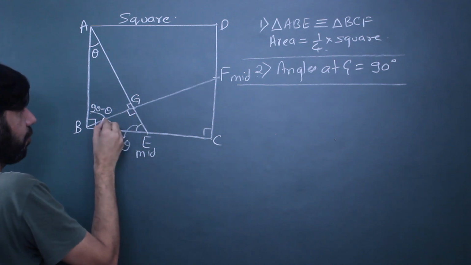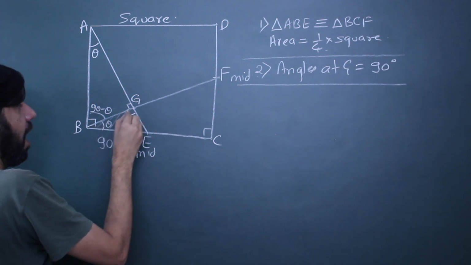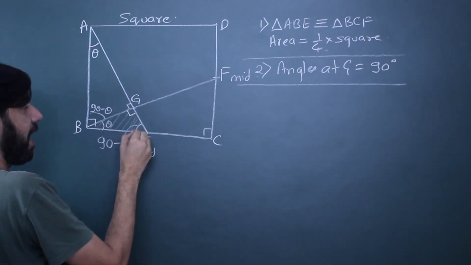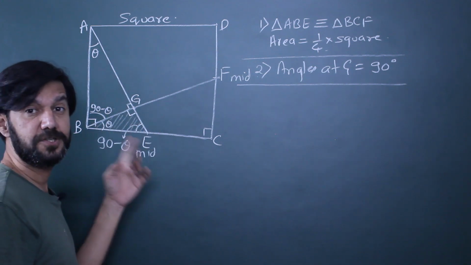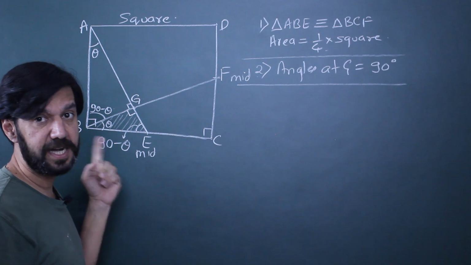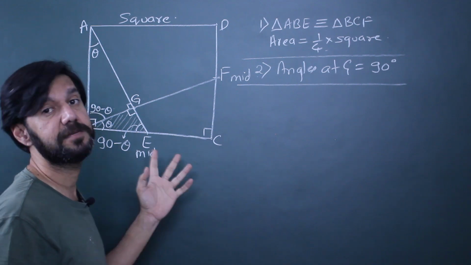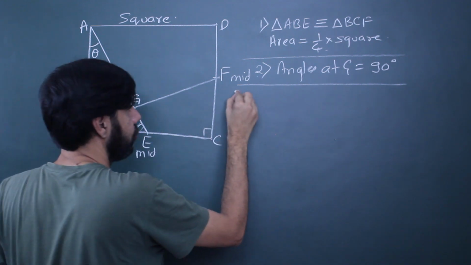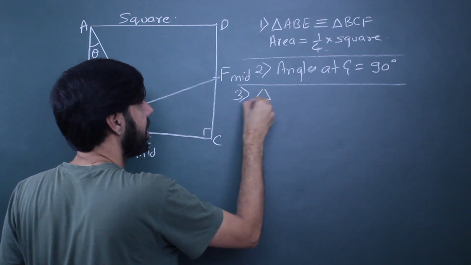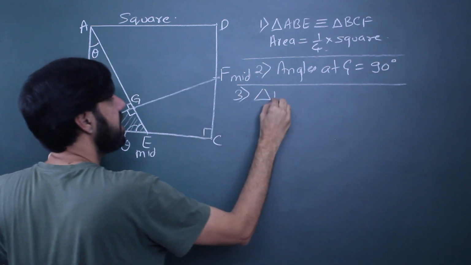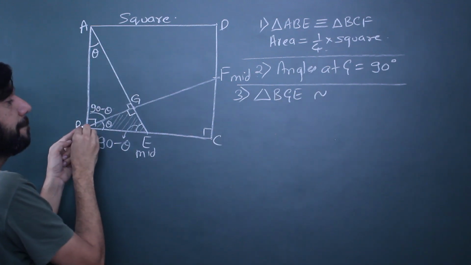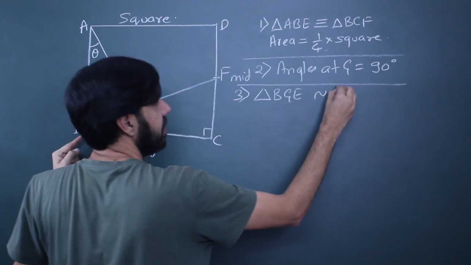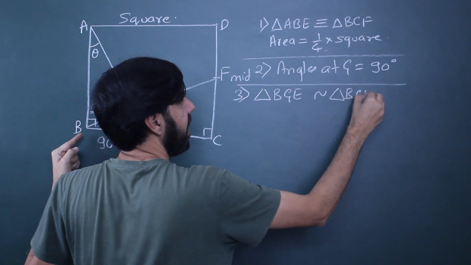Let's continue on what I want to teach you here. This triangle will be a part of many questions. Now that there are so many right angle triangles with theta, 90 minus theta, obviously similarity is going to have a role to play. So the third important result is triangle BGE. BGE is similar to triangle BCF.